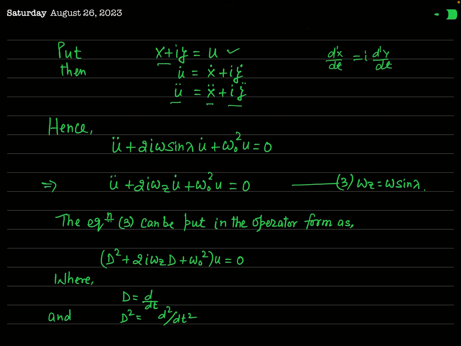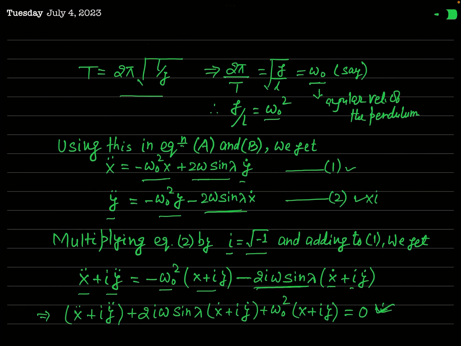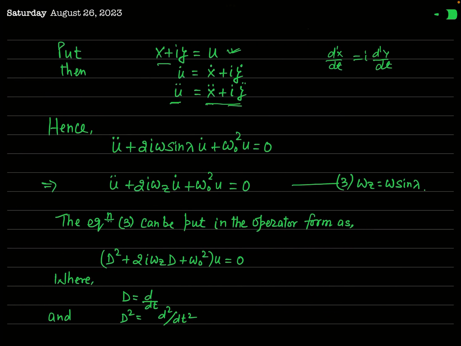Okay. Now we substitute these values. It means in place of x plus iy, we will write u. In place of x dot plus iy dot, we will write u dot. And in place of x double dot plus iy double dot, we will write u double dot. Then this equation will simply become u double dot plus 2i omega sine lambda u dot plus omega naught square u equal to 0. Okay. And you know that this omega sine lambda is actually the z component, or vertical component, of the angular velocity of the earth. You have learnt in the previous lecture.